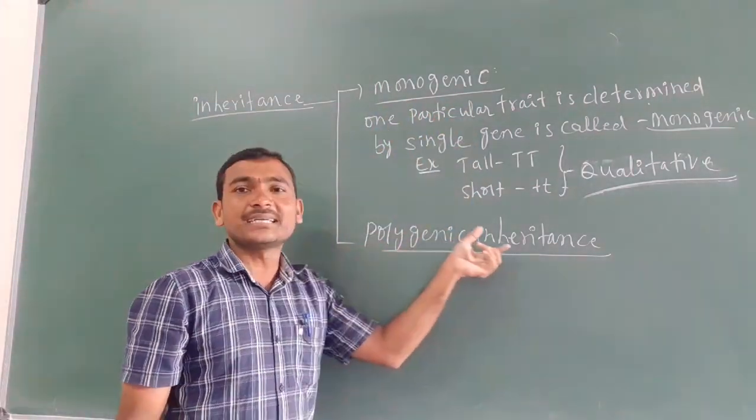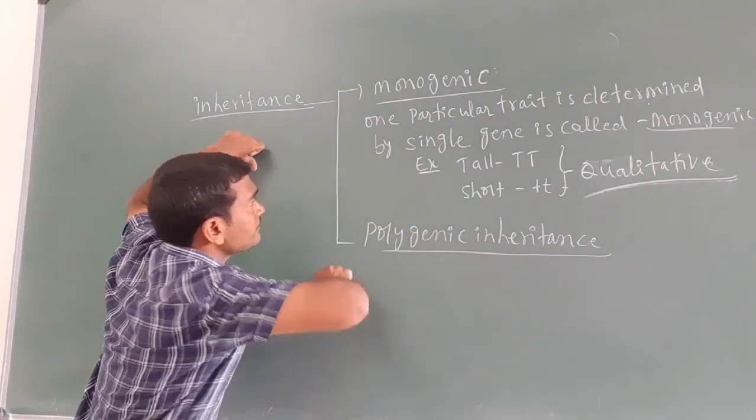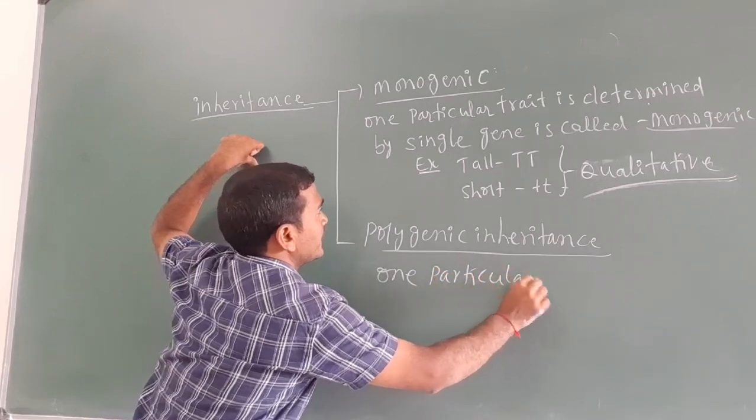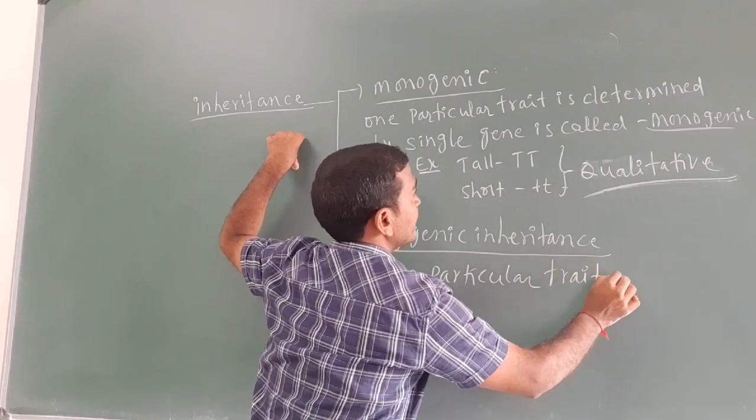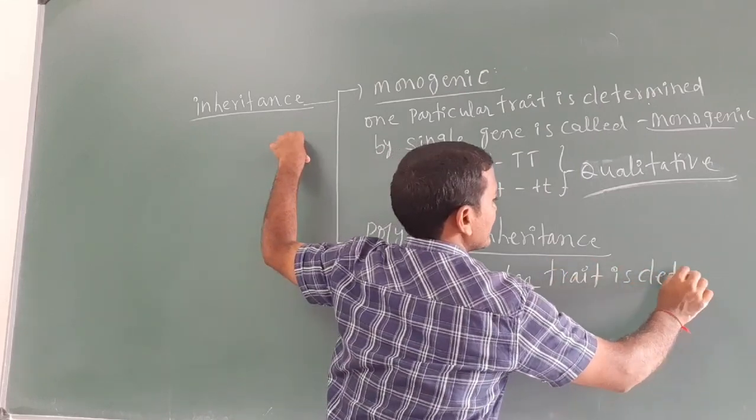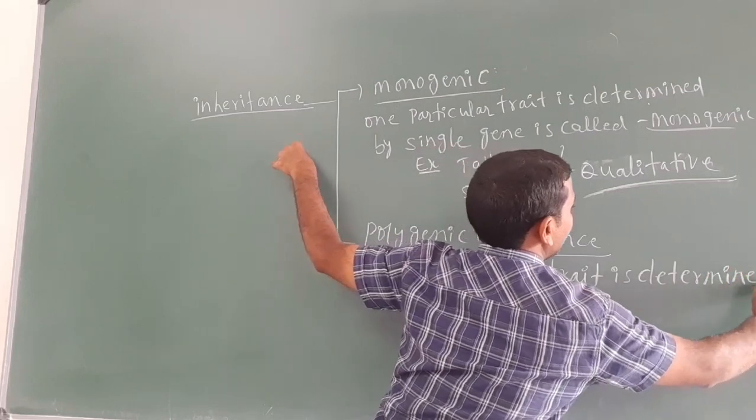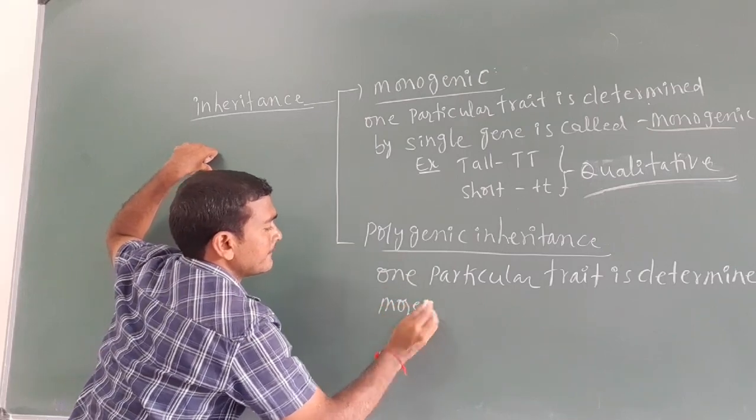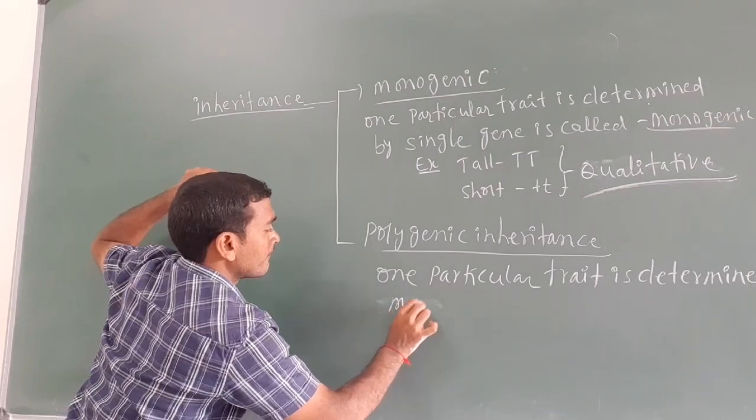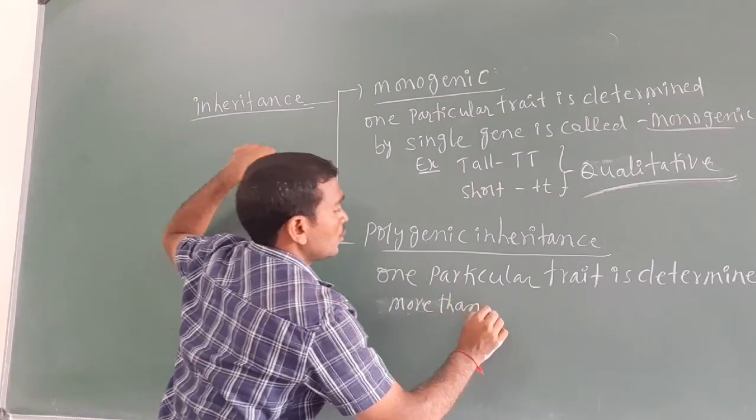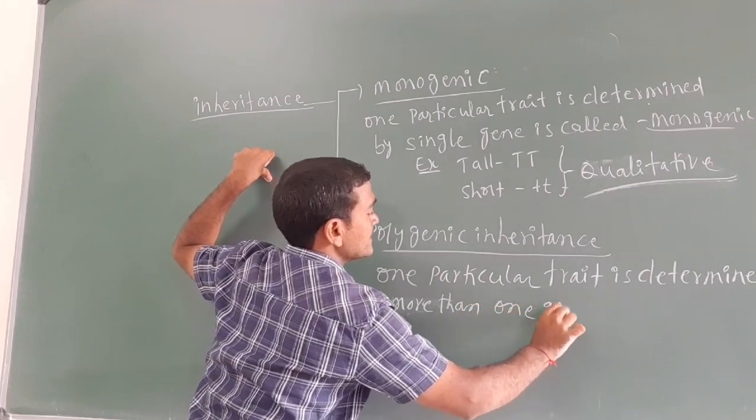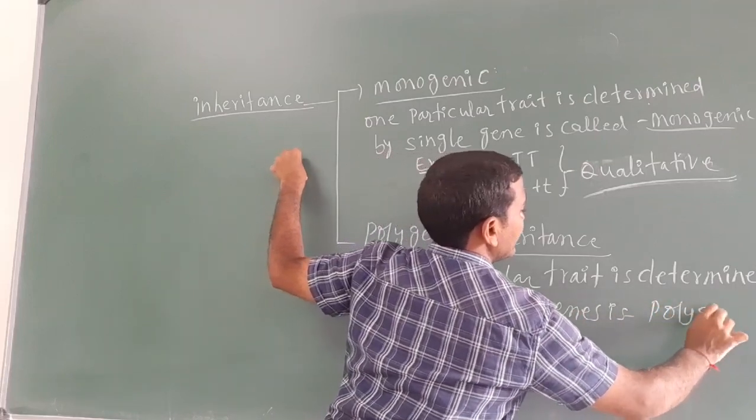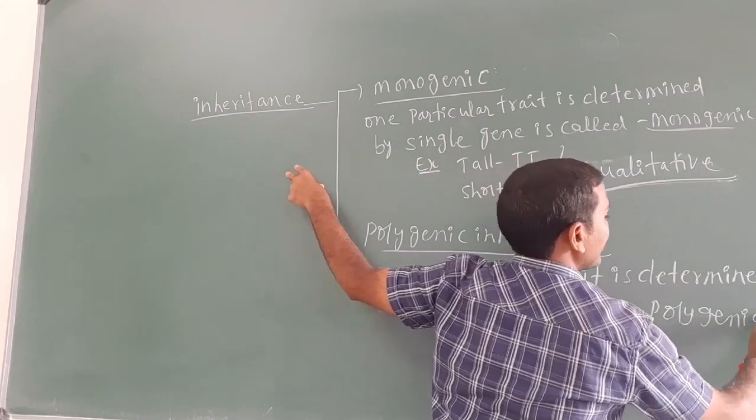Next, we can go for polygenic inheritance. What is the opposite of it? One particular trait is determined by more than one gene, which is called polygenic inheritance.